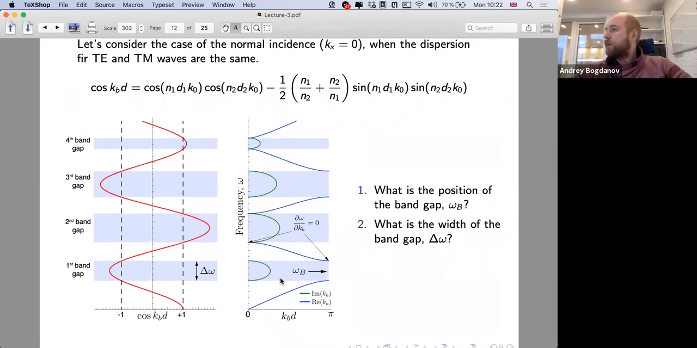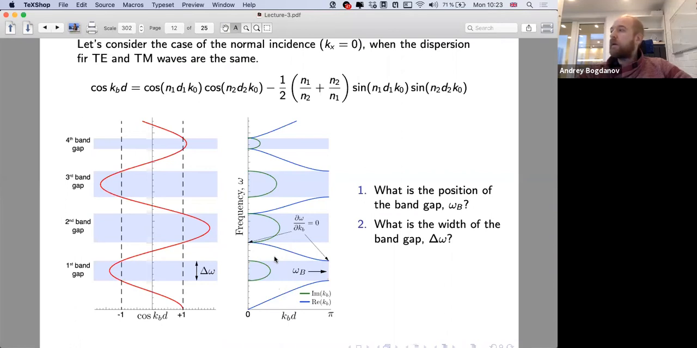Okay, a couple of remarks. Here we plot the dispersion only for normal incidence, so when kx and ky are 0. But of course, the position of the band gap and the width of the band gap depend on the angle of incidence. And if you have an oblique incidence, it also depends on polarization.